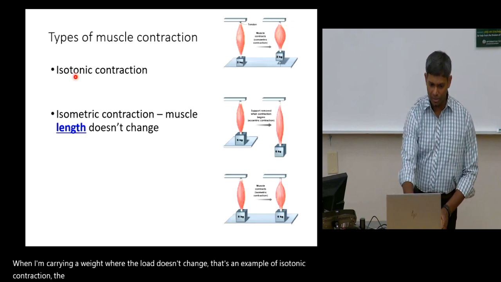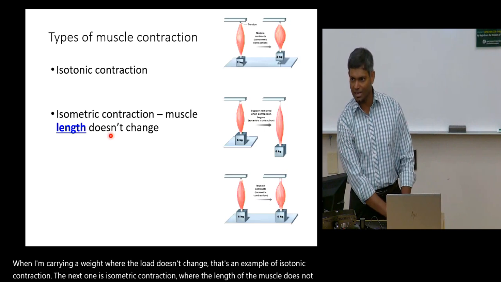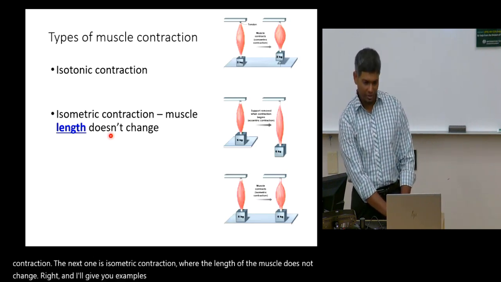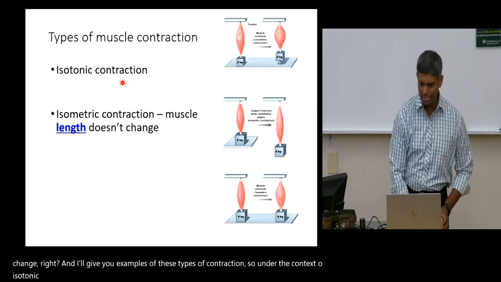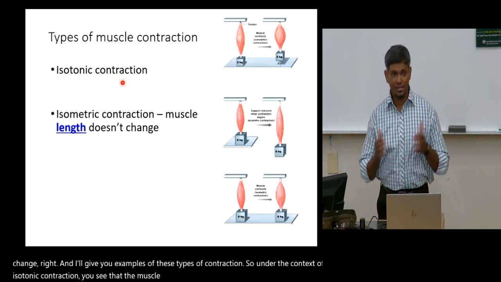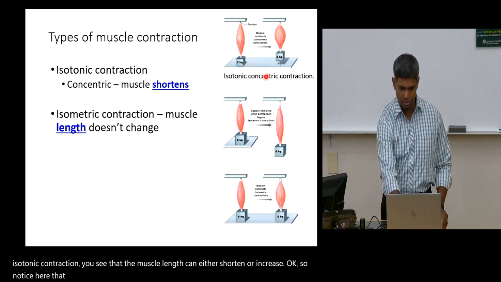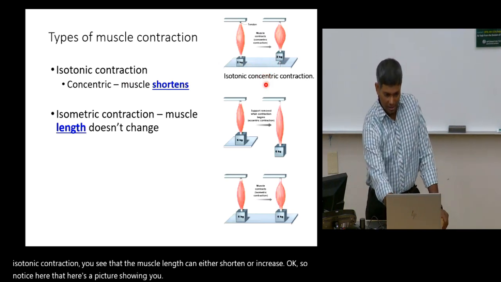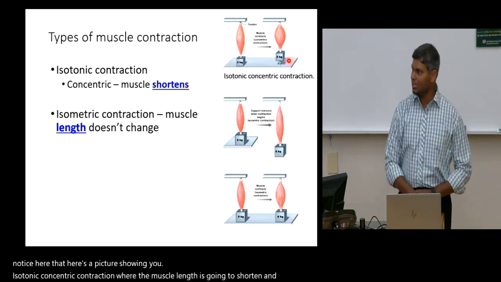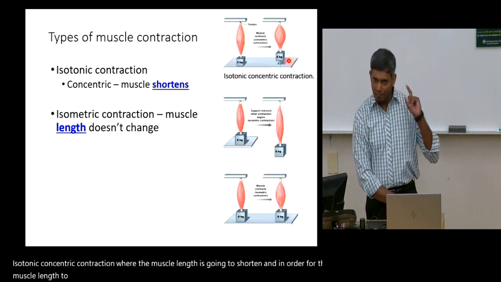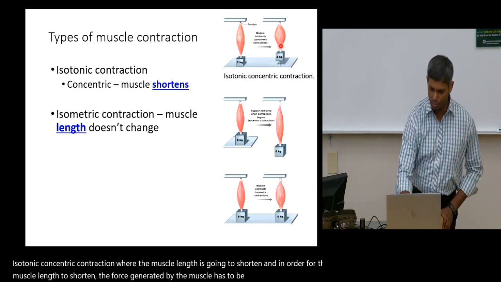The next one is isometric contraction, where the length of the muscle does not change, right? I'll give you examples of these types of contraction. Under the context of isotonic contraction, the muscle length can either shorten or increase. Notice here is a picture showing you isotonic concentric contraction, where the muscle length is going to shorten. And in order for the muscle length to shorten, the force generated by the muscle has to be greater than the load which it is bearing.